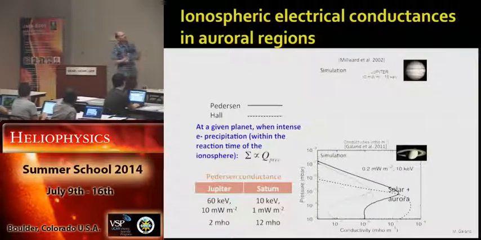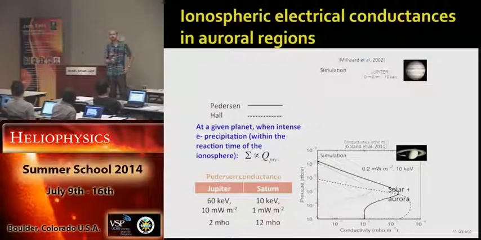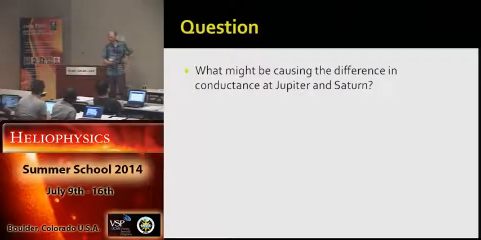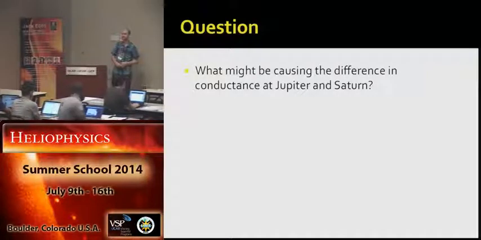Let's just briefly say that you can estimate conductances at Jupiter and Saturn and whatever planet, and you can make a simulation with some mean energies and energy fluxes. And what you find is that the conductances at Jupiter are much smaller than the conductances at Saturn. Does anyone have an idea why that might be the case? We have more ionization at Jupiter, a stronger mean energy of the precipitating flux, more energetic particles, and yet a significantly lower conductance.